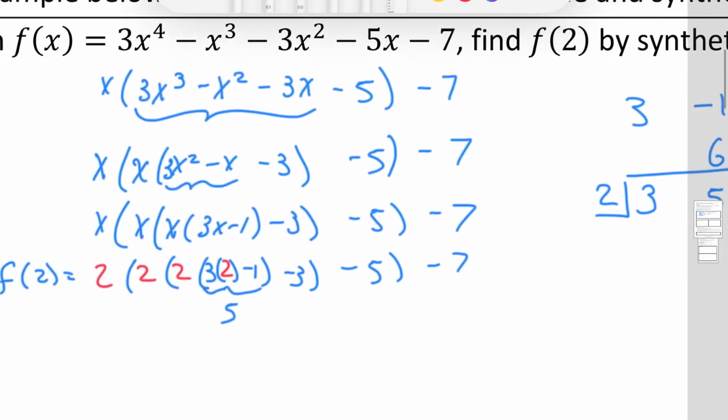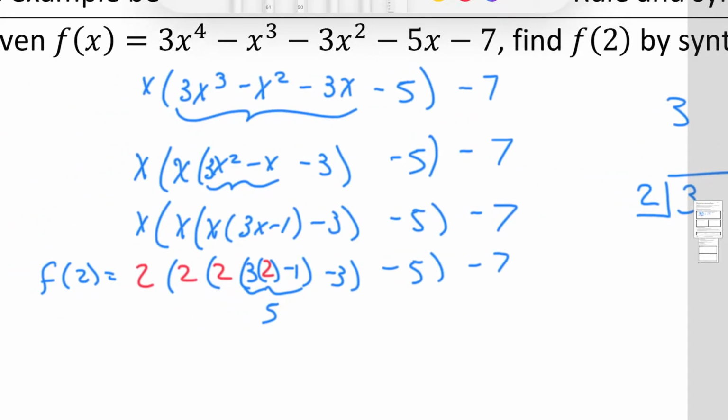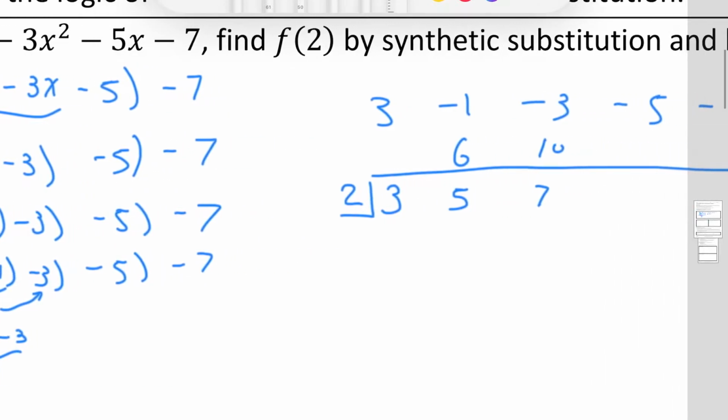Now come back over to Horner's rule. What am I going to do with this 5? Well, I'm going to multiply it times that 2. That would give me a 10. And then that would be a 10 minus the 3 that was still inside this level of parenthesis, and that would give me a 7. So this has all become a 7, just like in the synthetic division table.